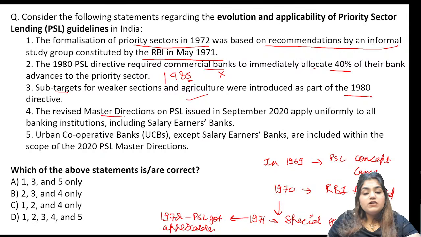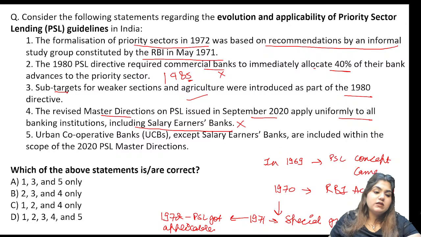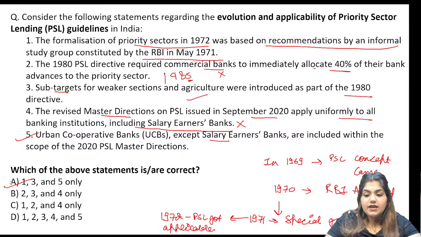The revised master directions of PSL, September 2022, apply uniformly to all banks, including salary earners. No, it does not include salary earners. Urban cooperative banks, except salary earners, are included under the scope of 2020. Yes, it is. 1, 3 and 5 are correct. That will give us A as the correct answer.